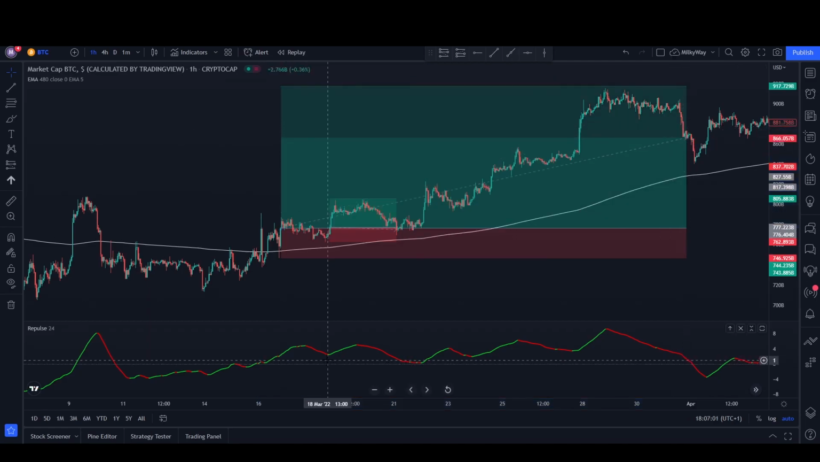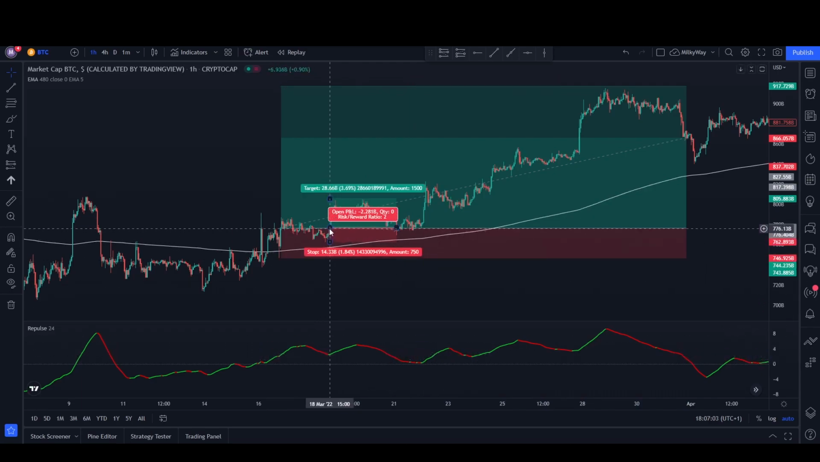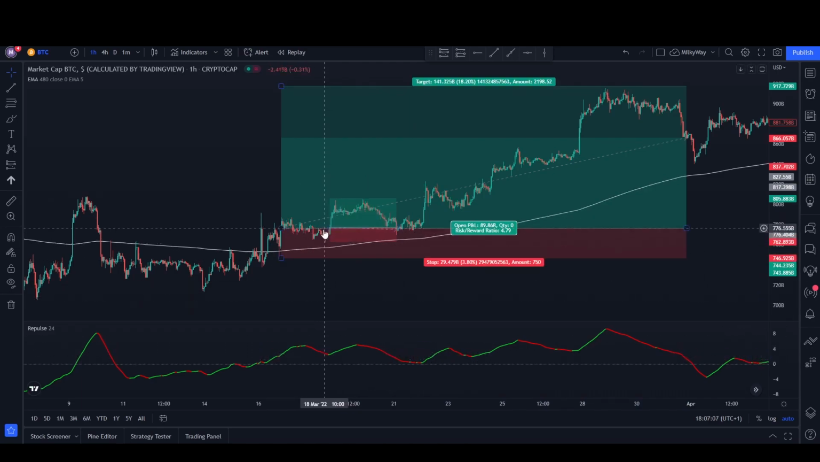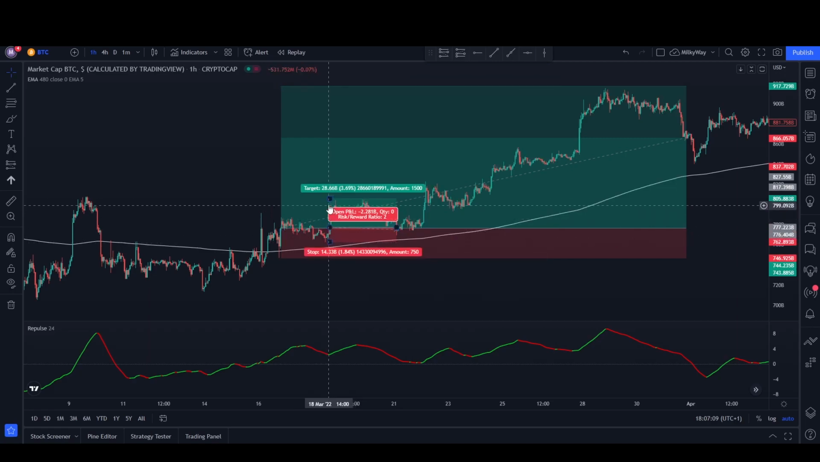Same here, the repulse indicator turns green again. We take a long trade right here. We place the stop loss at the last swing. The open profit reaches a maximum of 1.91, which means the stop loss would have been moved to break even. So this would have been a break even trade.